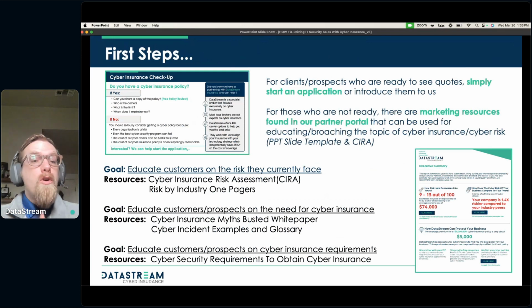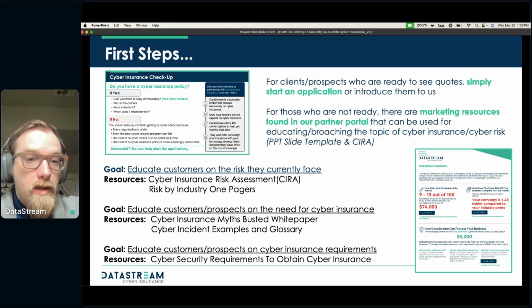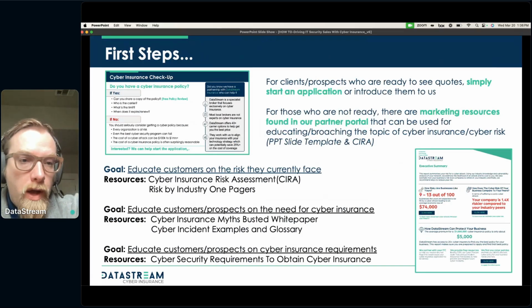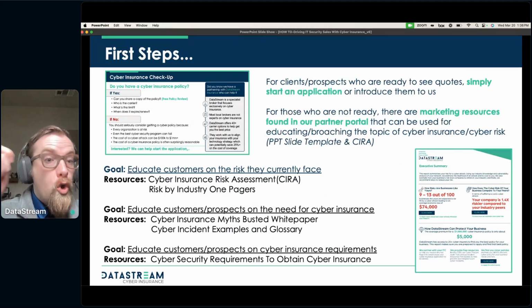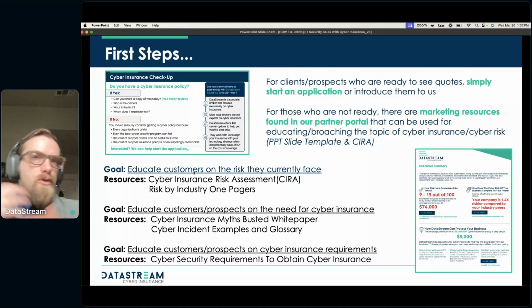We also have our risk assessment that, if you haven't had a chance to check out, I highly recommend taking a look at, because that can also be a great way of broaching the topic of cyber risk. You can see here I've broken down some of our materials, some of our resources, based on the goals that they address. So if your goal is to educate customers on the risk that they currently face, right?